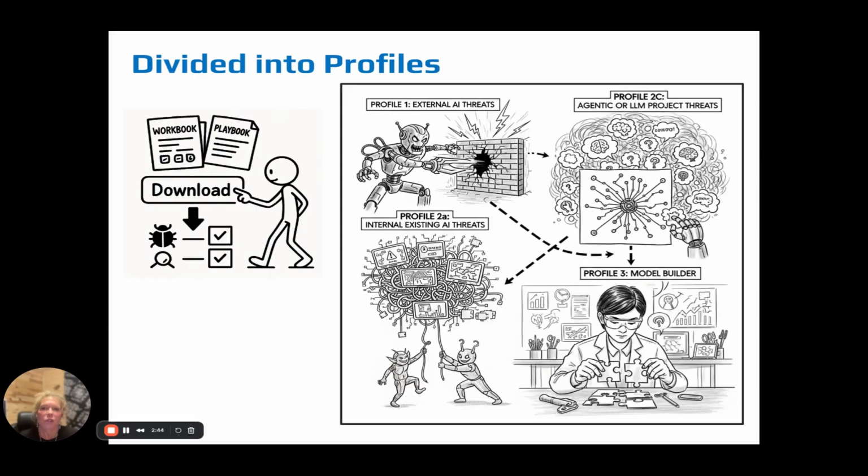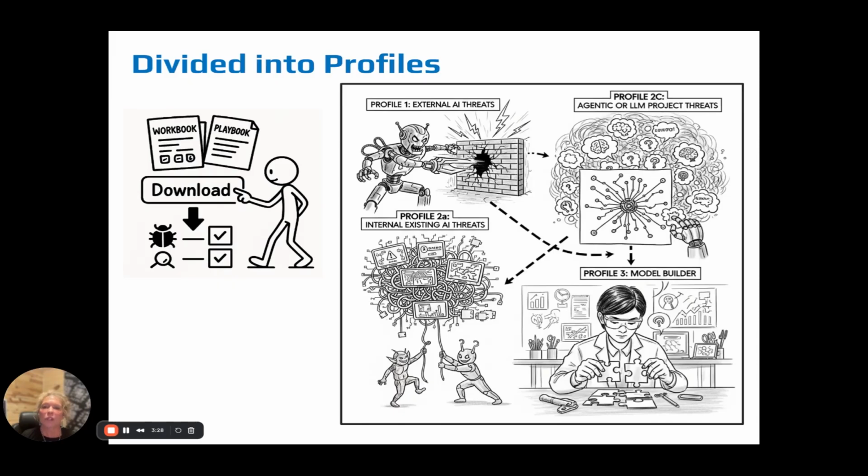Compass is divided into different profiles so that you can have specific strategies for the different types of AI deployments within your organization. Profile 1 would look at external threats, so not necessarily the AI within your organization, but how AI would be used against your organization by your adversaries. Profile 2A is looking at the internal existing AI. So you have a lot of applications already within your organization that have AI. What do you need to do to be able to defend and mitigate against the existing AI? And then the third profile is Agentic or LLM project threats.